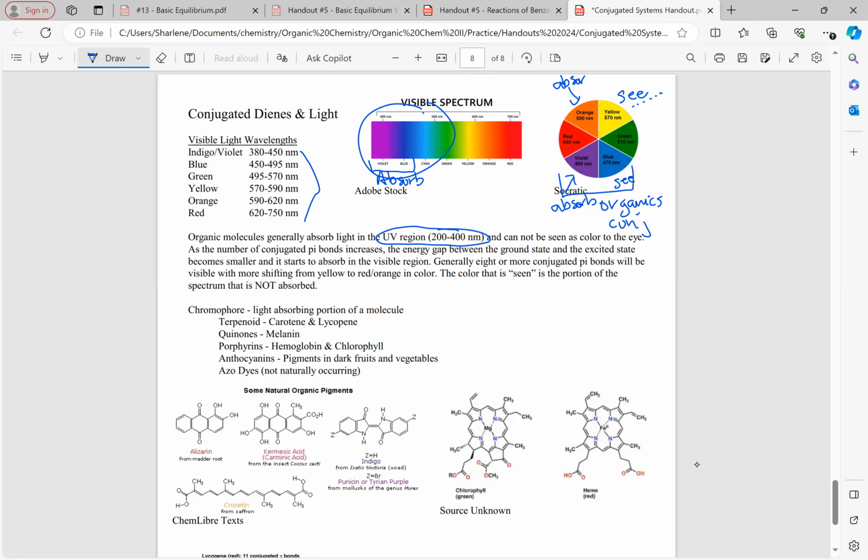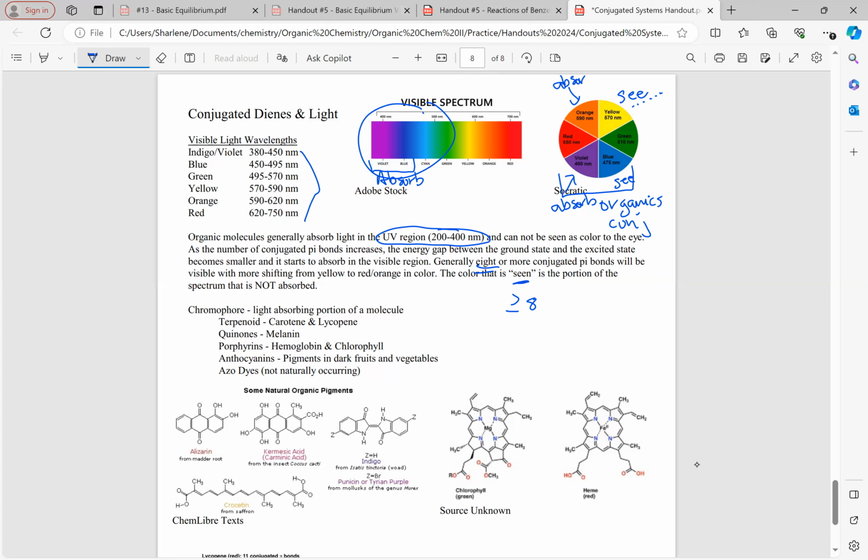Well, how many bonds do we have to have? Generally, 8 or more, if you want to get into the region where you can see them. And again, you'll probably see from red, reddy orange to yellow. Those are the colors that we would see most often. So remember, the color that is seen is the portion of the spectrum that's not absorbed. Well, how do these molecules do that?